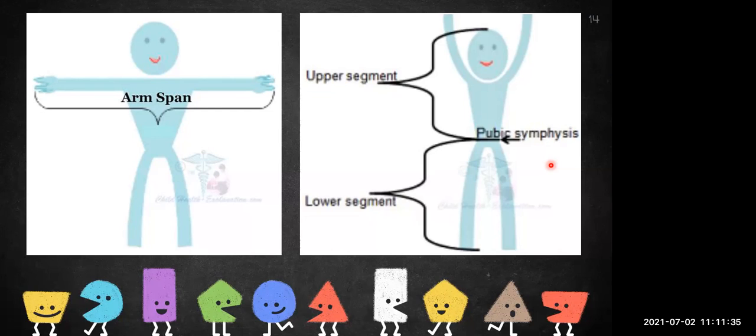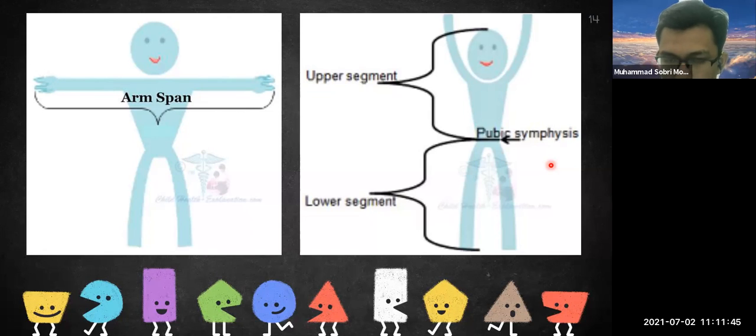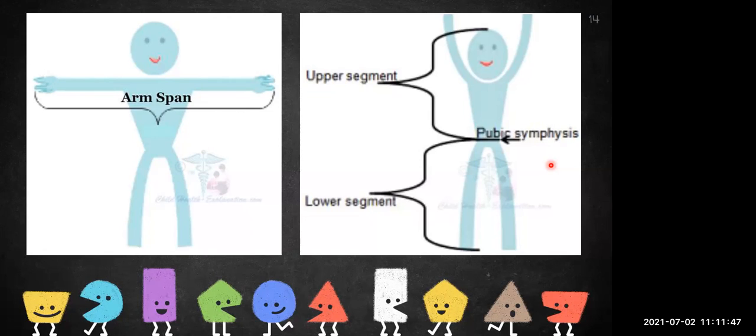Okay. For age? It depends on age, right? What is the normal upper segment, lower segment? Lower segment usually 1.7. Upper segment 1.7. If I measure your upper segment and lower segment, what is the value? Close to 1.